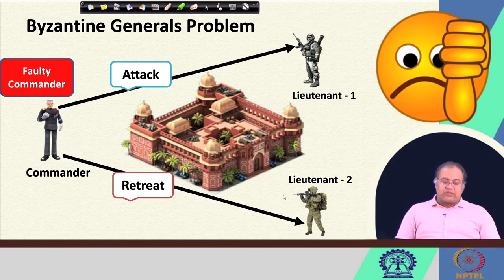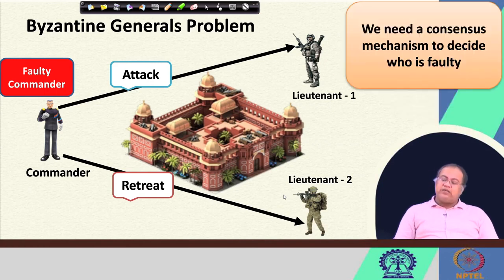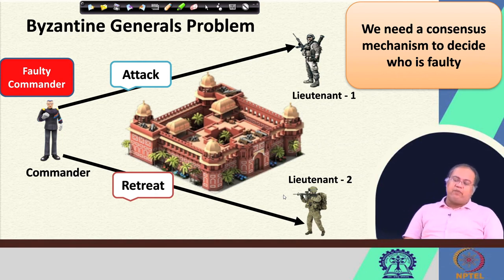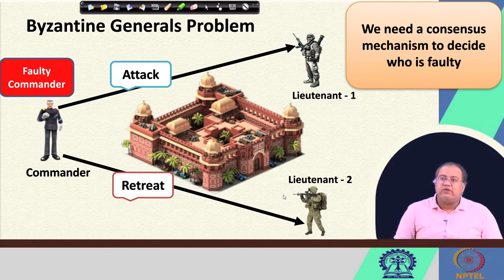Well, so such faulty instructions may prove severe, and what we need here is to design a mechanism to reach a consensus. So the lieutenants, rather than just getting the command from the commander, will not immediately obey it. They will assume that the commander might be faulty, that the commander might have taken a bribe from the king of that fort, and that way they will try to reach a consensus.